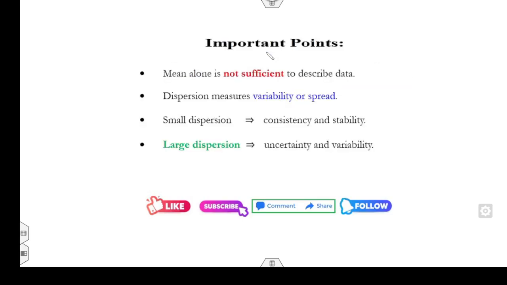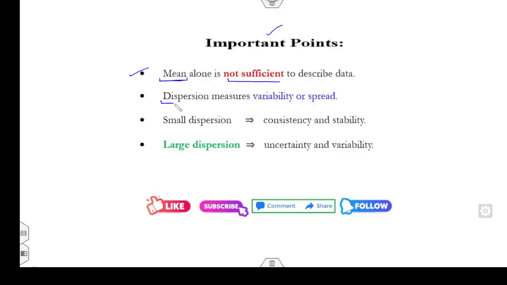First of all, the most important point is that whenever you are talking about measures of central tendency, such as the mean, median, and mode, they are not sufficient only to describe the information.